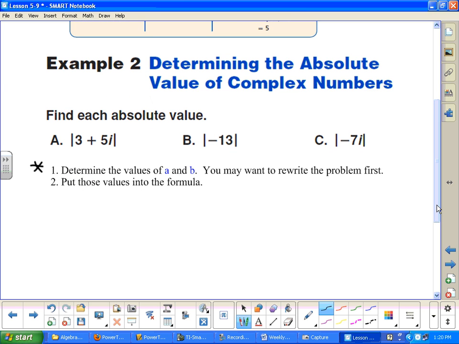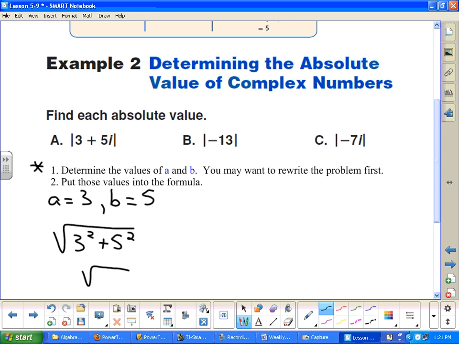So for letter A, what's the value of A? What's the value of B? Okay. All right, A is 3, B is 5. So then to find that absolute value, we just do the square root of 3 squared plus 5 squared. So 9 plus 25 is 34.